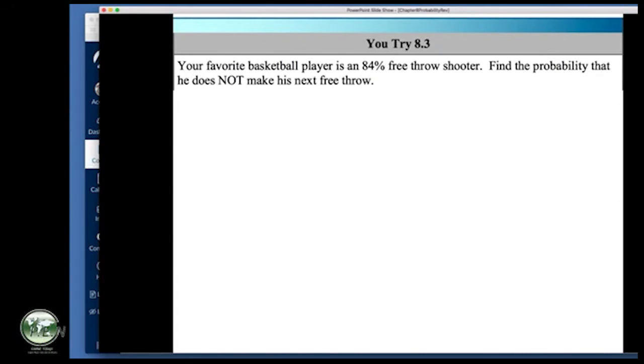Your favorite basketball player is an 84% free throw shooter. Find the probability he does not make his next free throw.